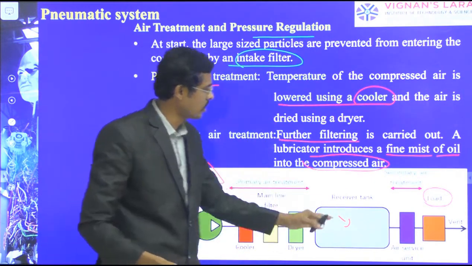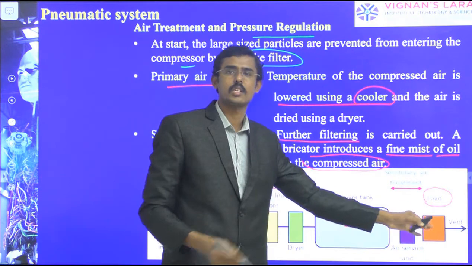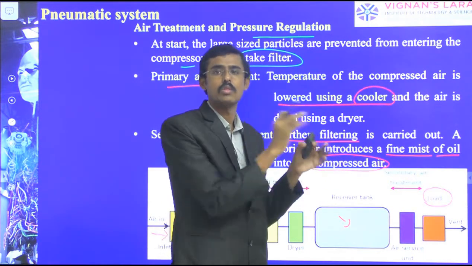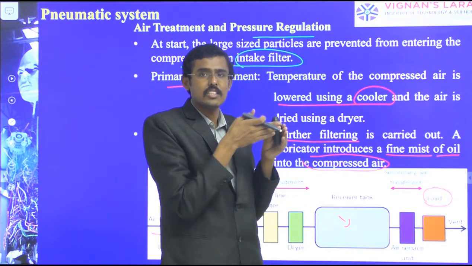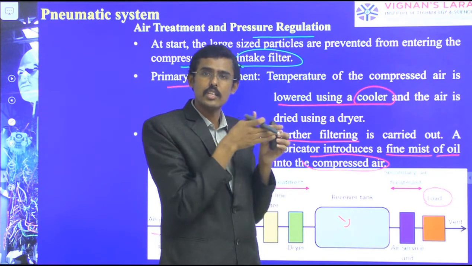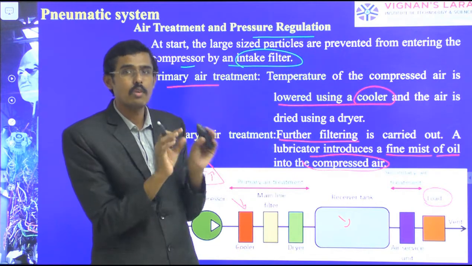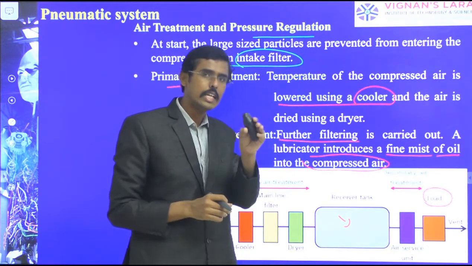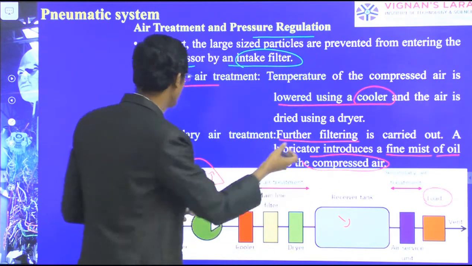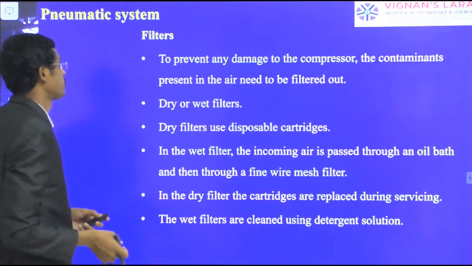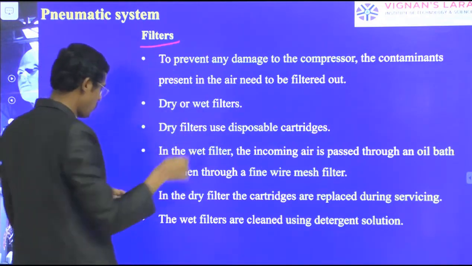After that, the compressed air goes to the operating actuating mechanisms or control valves. The air should face the surfaces of the control valve, the surfaces of the cylinders and pistons and loads, and their friction should not be an issue. For that purpose, I am adding these lubricants in the secondary air treatment. Filters: one by one we will see.